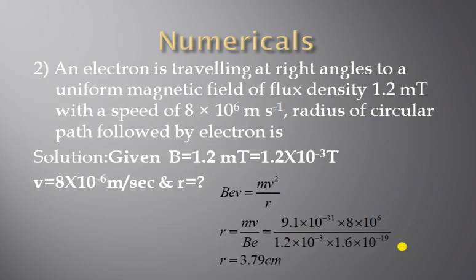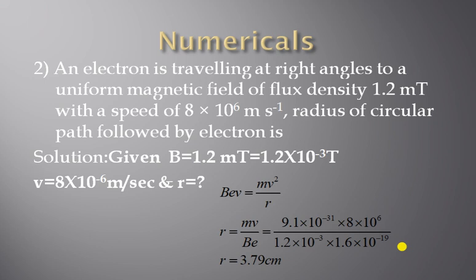Now the second: an electron is traveling at right angles to a uniform magnetic field of flux density 1.2 millitesla with a speed of 8 into 10 raised to 6 meter per second. The radius of the circular path followed by the electron is. Now in this case, the value of B, that is magnetic flux density, is given, that is 1.2 millitesla. So it is 1.2 into 10 raised to minus 3 tesla. Velocity is 8 into 10 raised to 6 meter per second. We have to calculate the radius of the circular path.